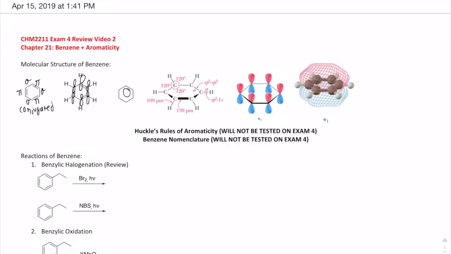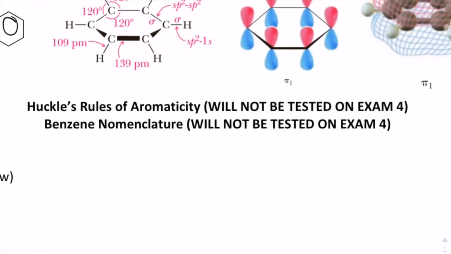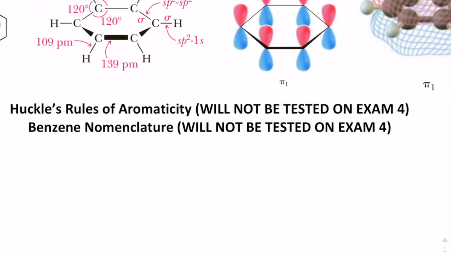And I did want to make two comments. Dr. Peterson today in class mentioned these two things, that Huckel's rules of aromaticity will not be tested since we already tested you on that on the quiz. We're not going to have you count pi electrons, we're not going to do heterocyclic compounds. None of that's going to be tested, so that's good for you guys.